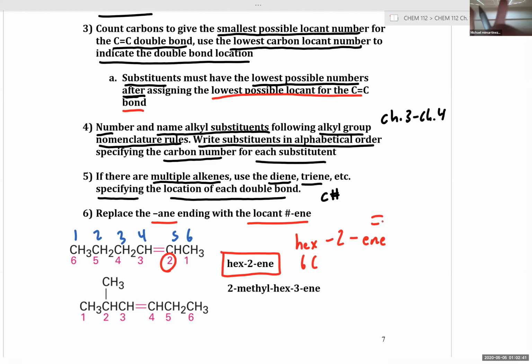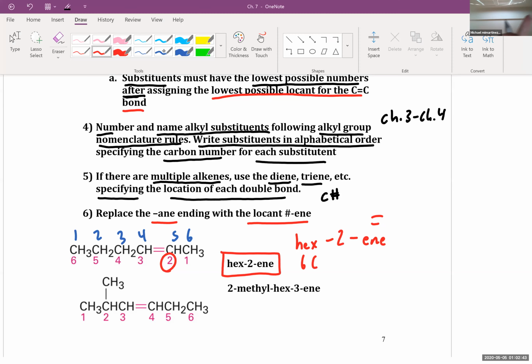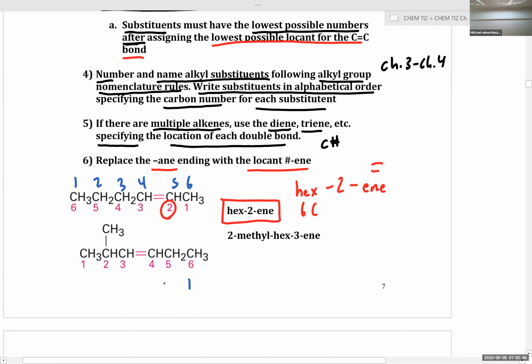Okay, let's look at other options in blue for this second structure. 1, 2, 3, 4, 5, 6. Okay, so what is the smallest locant number we can give our alkene? 3 or 4? Are we counting in red or blue? Which numbers are smaller for our locant number for our alkene? Well, 3 is smaller, and we have 2 options now. So we have a tie. Red and blue both are counting from 3.